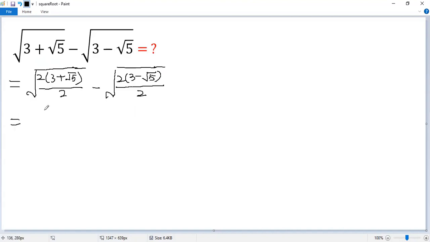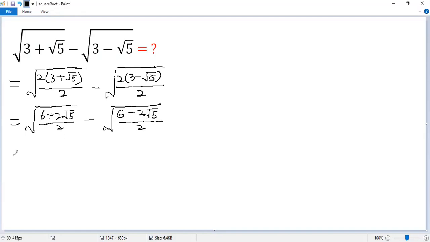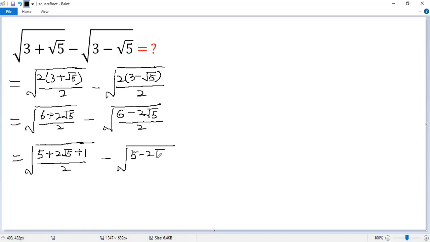Now we expand it, so we get square root of (2 times 3, 6, plus 2 square root of 5) over 2. The second, 6 minus 2 square root of 5 divided by 2. Now we write the top as 5 plus 2 square root of 5 plus 1, and the bottom 2 again, minus 5 minus 2 square root of 5 plus 1, right? We break 6 as 5 plus 1, divided by 2.